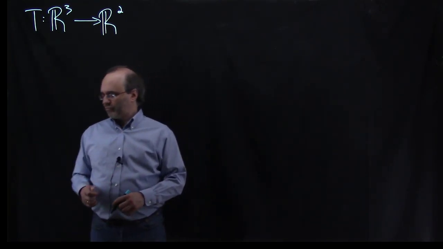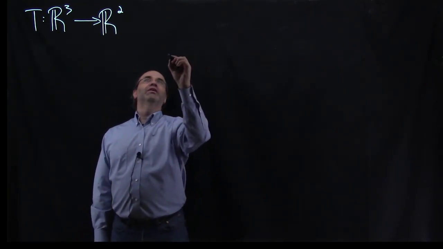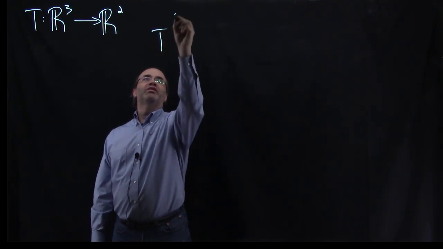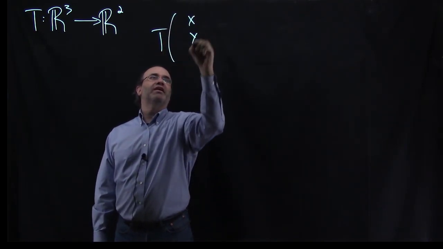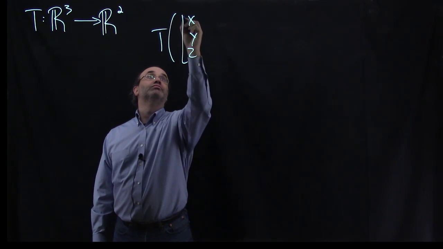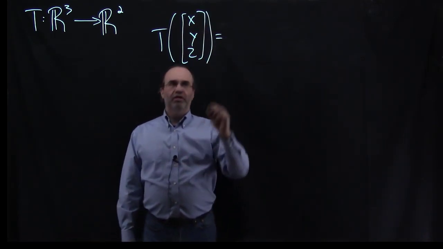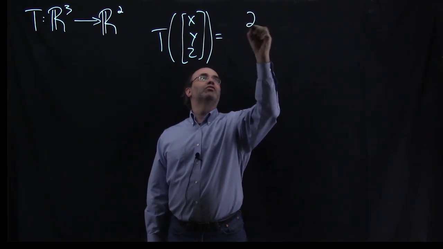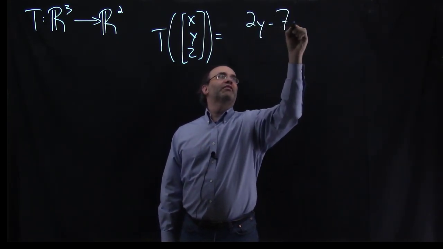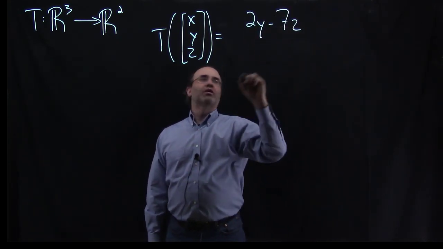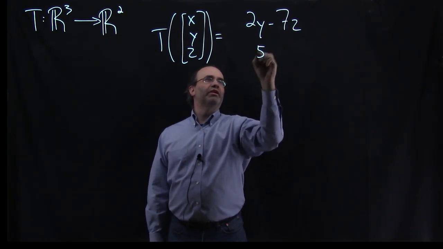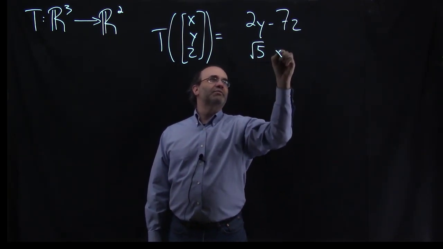So T will be given by the following formula. T applied to a vector (x, y, z) in R3 will be the following vector in R2. Let's say it's 2y minus 7z for the first component. The second component will be square root of 5 times x.